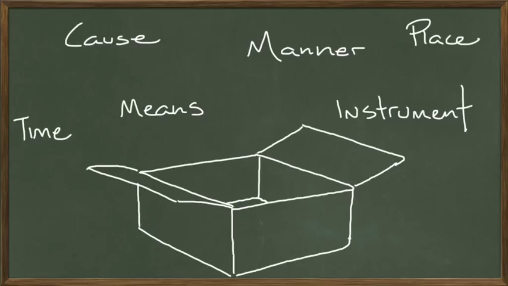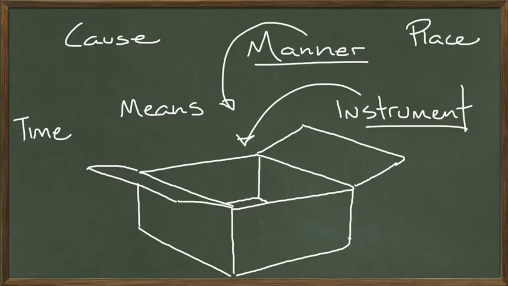Why the picture of the box? The ablative can do so many things. It can tell us the instrument that we're using, so we put the ablative of instrument in the box. It can tell us how we're doing a thing or how someone is doing a thing, so we're going to put the ablative of manner in the box. It can tell us the means.